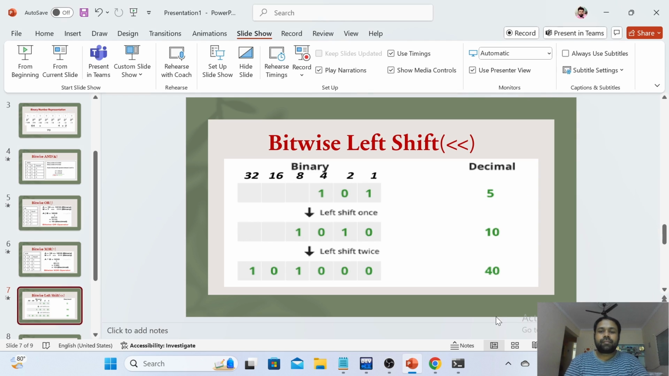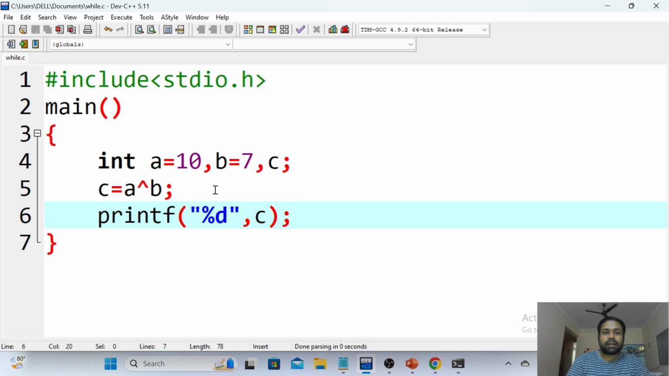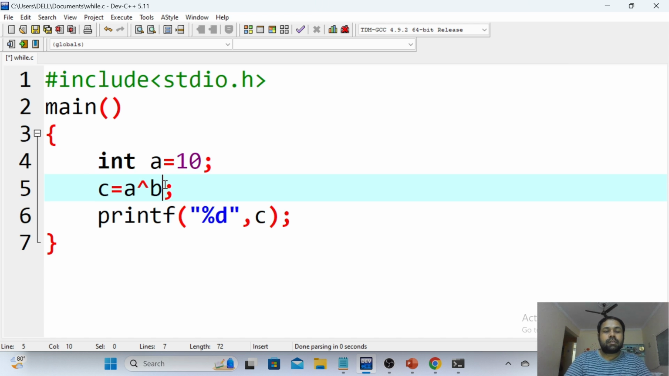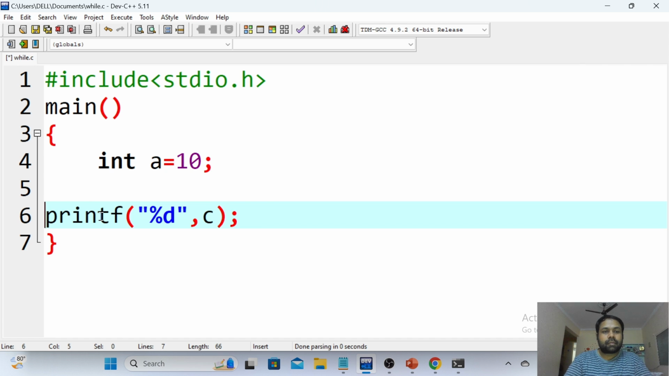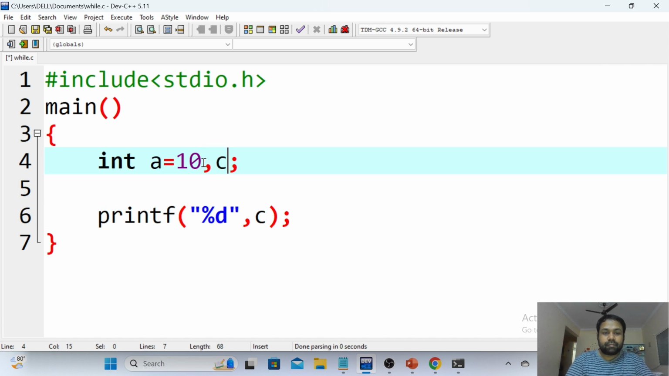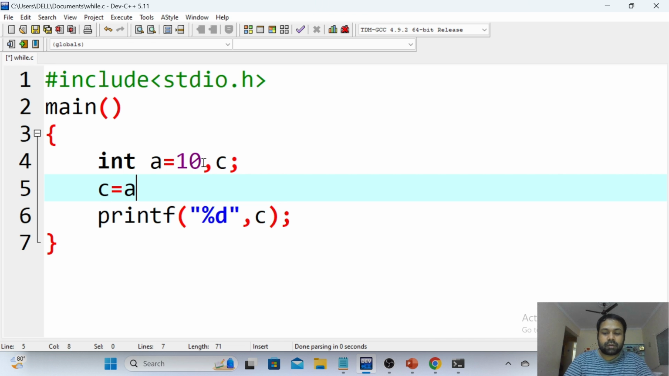Okay, I'll show you with an example, that is better. A value is given. I will write like this, or let me take down one variable: c equal to a left shift of one time. I have to write it like this. Left shift for one time means we need to represent it like this.